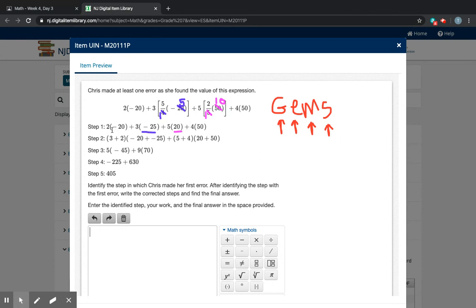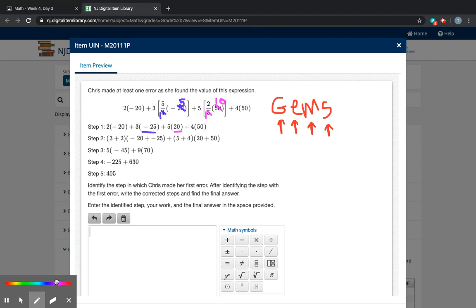So in step 1, Chris multiplied the fraction by the number in parentheses in the grouping symbols. So that step is correct. In step 2, he did a little bit of a rearrangement. He took every single number in parentheses and grouped them together, as you can see.